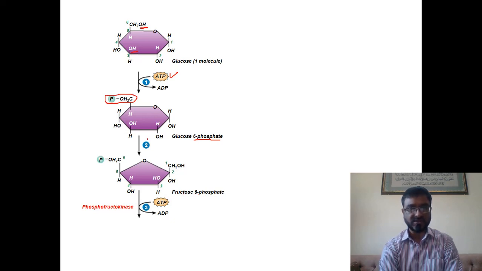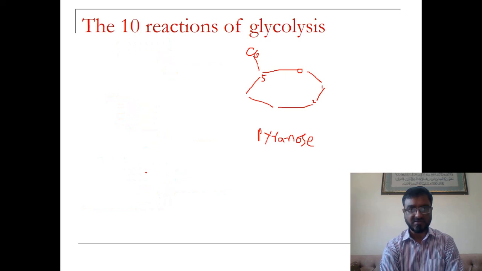Fructose is a keto sugar. Glucose is the aldo sugar. The keto sugar dominantly exists in the form of the furan structure. What is that furan structure? Furan is a 5-carbon, 5-ring type of structure. This is the furan structure. It's a 5-ring structure.